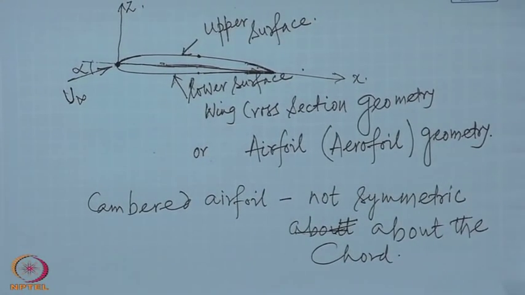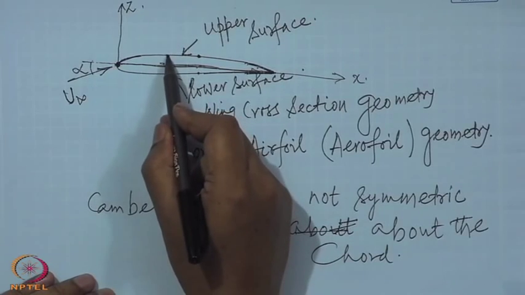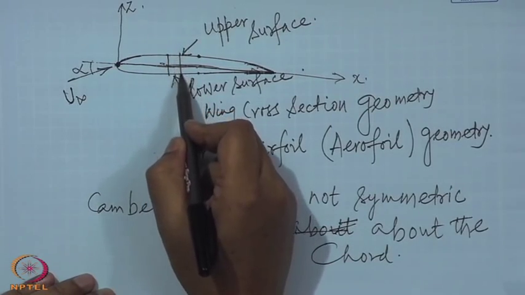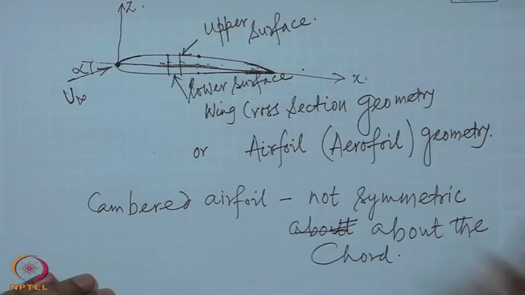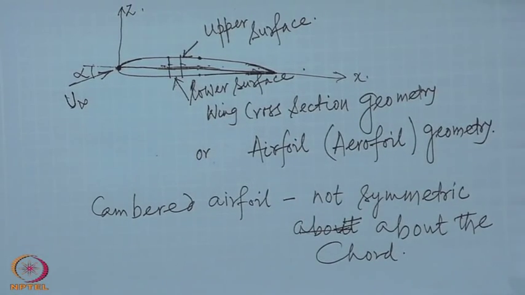Now, in such a case, you can construct a line which is exactly at the center of the airfoil. At each station, you can take the thickness and then take the midpoint and join all the midpoints, and you will get a line which is just at the middle of the airfoil. That line is called the mean line or camber line. That is, if we join the 50% of the thickness at each station and construct a line, that line is called the mean line or camber line.